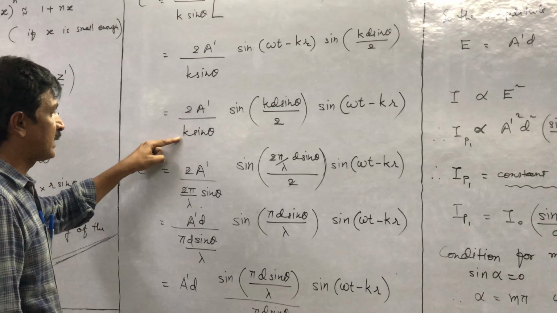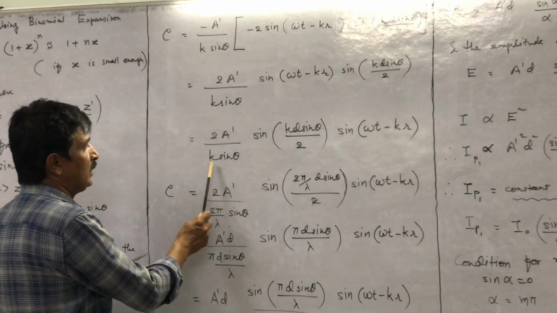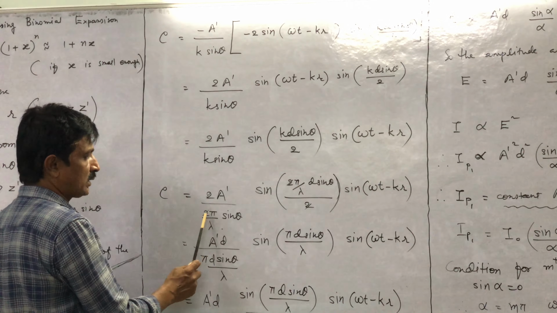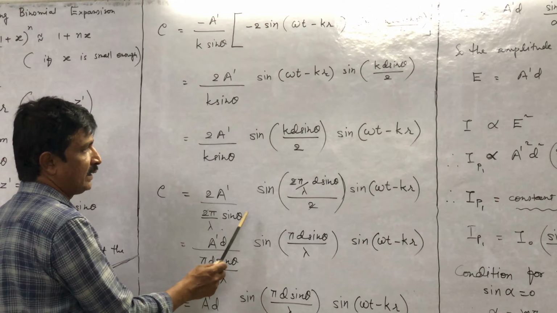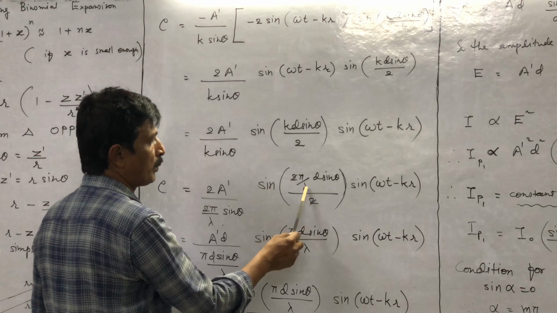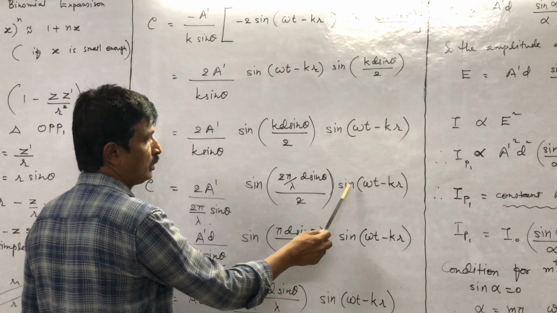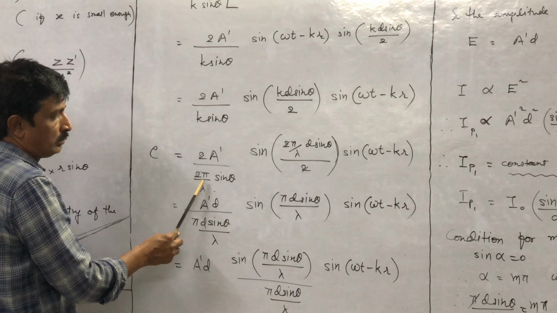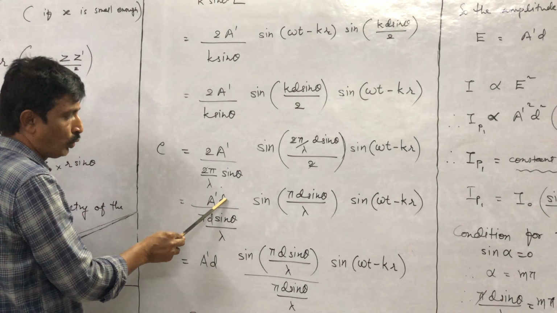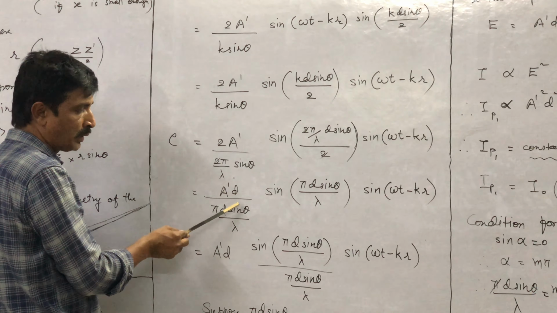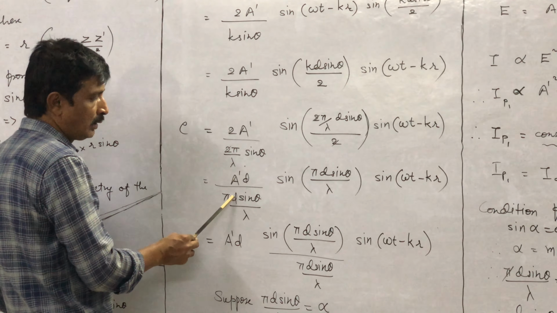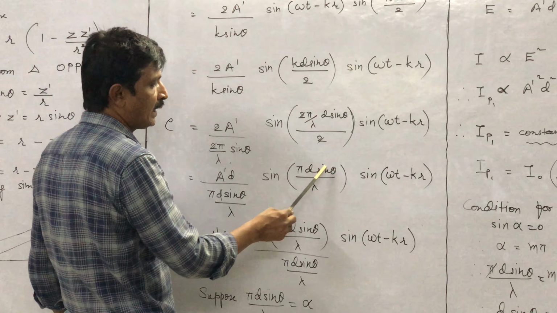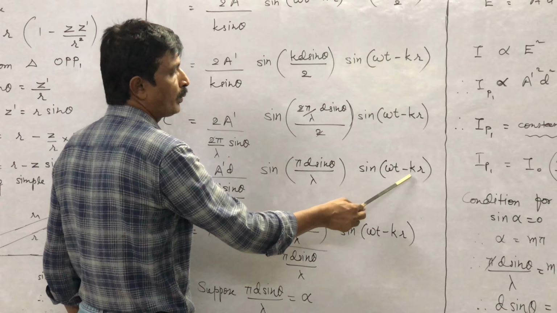This term again readjusting: 2A dash by k, replacing k with 2 pi by lambda, so 2A dash upon (2 pi by lambda) sin theta, into sin((2 pi by lambda) d sin theta by 2) into sin(omega t minus kr). So multiplying both numerator and denominator by d: A dash d by (pi d sin theta by lambda) into sin(pi d sin theta by lambda) into sin(omega t minus kr).